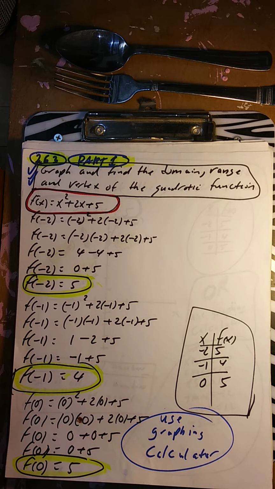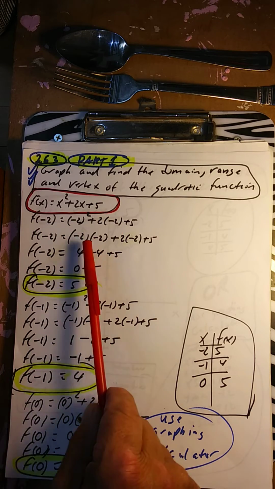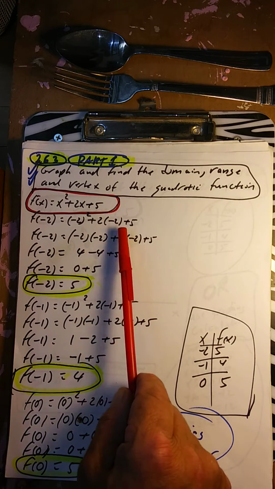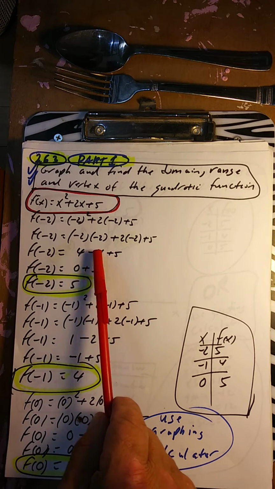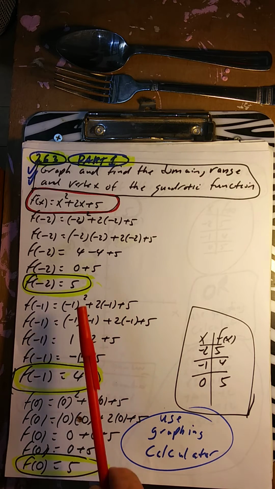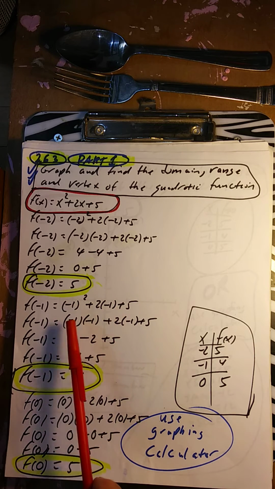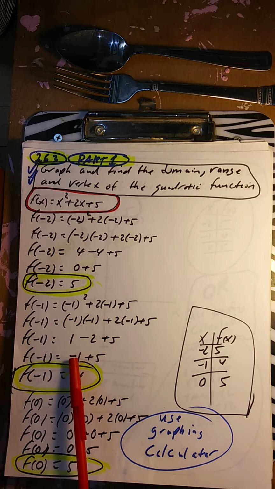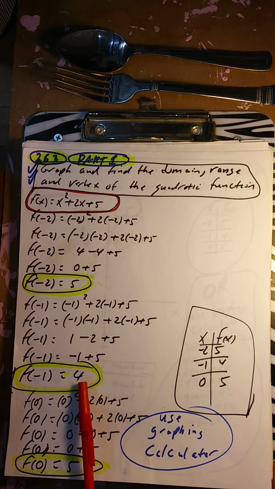Graph and find the domain, range, and vertex of this. Oh, that's fine. Let's do it. Put a -2 in there. So -2 times -2 is 4, and this is going to give you a -4. 4 minus 4 is 0, plus 5 is 5. Put a -1 there. -1 squared means -1 times -1 is 1, and that's going to be -2. 1 minus 2 is -1, plus 5 is 4.